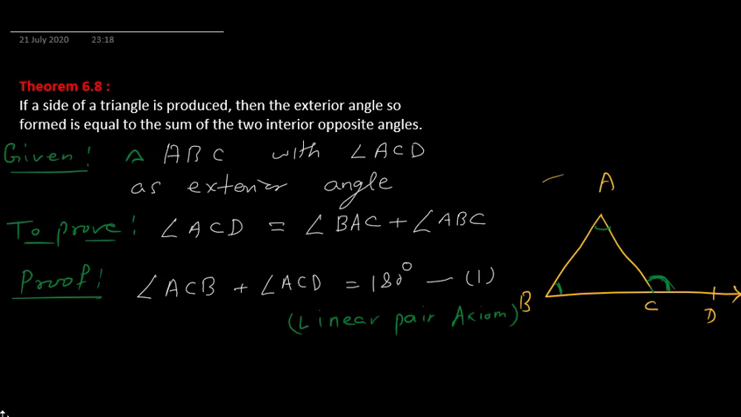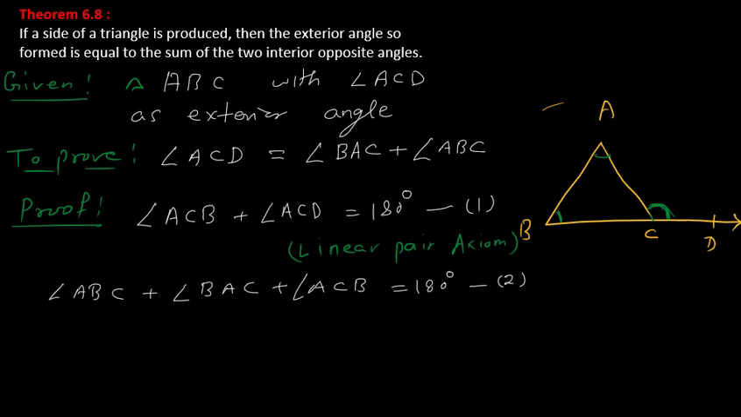Also, angle ABC plus angle BAC plus angle ACB, their addition is also 180 degrees. Now what is the reason here? The sum of these three angles is equal to 180 degrees. Yes, tell me, what reason will you give?